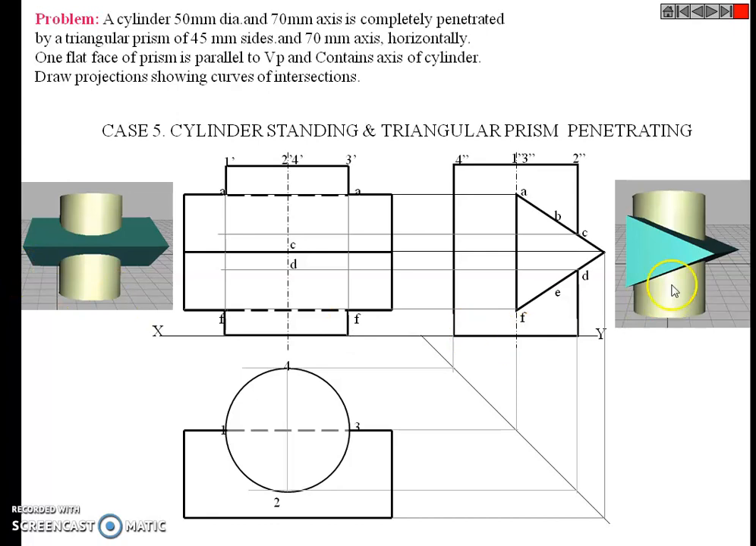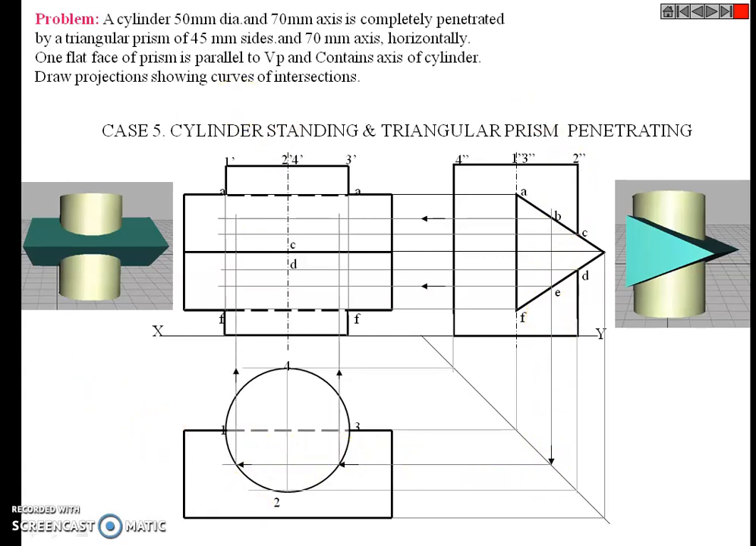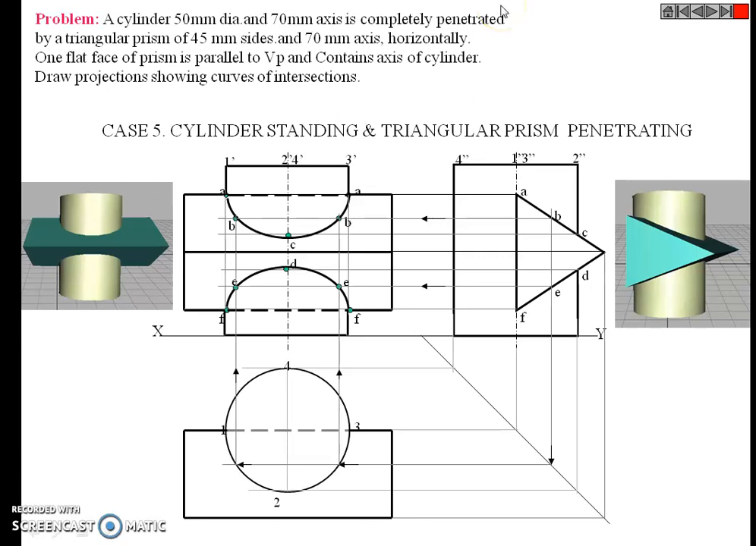So take in between middle again 2 points. This is B and this is E. Project B point also and project E point also. Project B and E downward. Project that upward. We get B and E point. Then this type of curve we are getting. For front view, we are getting this type of curve. So this is the complete solution. This is a complete solution of triangular prism.